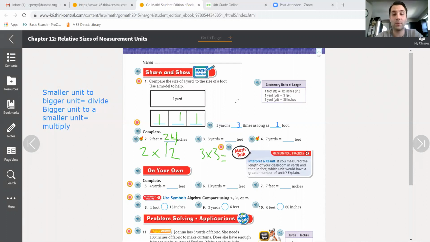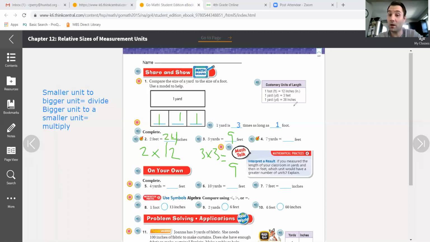So 3 times 3 is, anybody? Let's see, who's not paying attention? Everybody's paying attention right now. All right, so everybody, what's 3 times 3? You got it, it is 9. So 9 feet equal 3 yards.